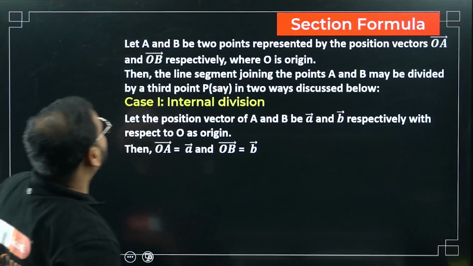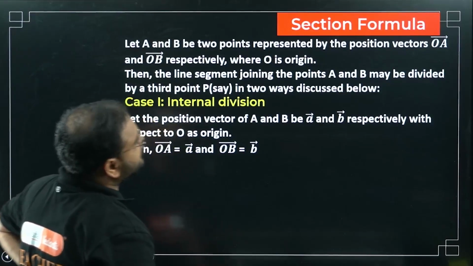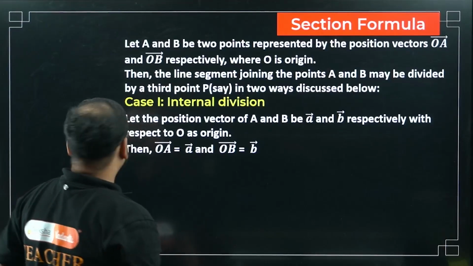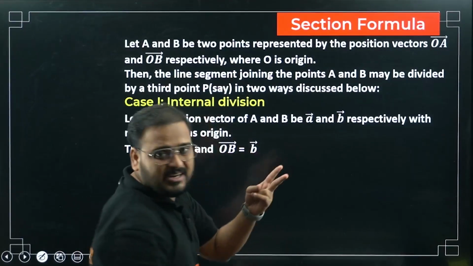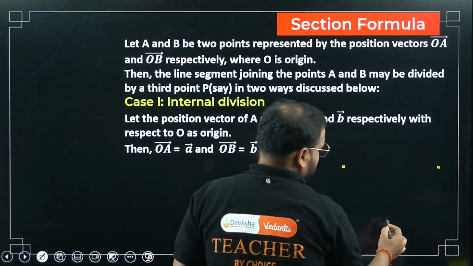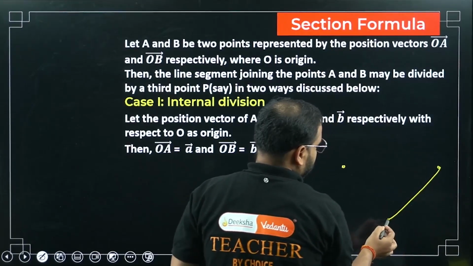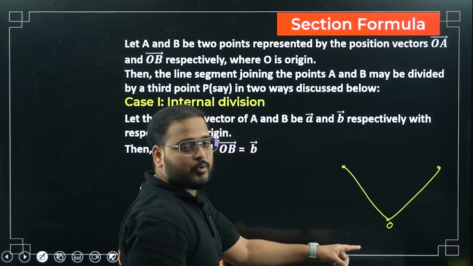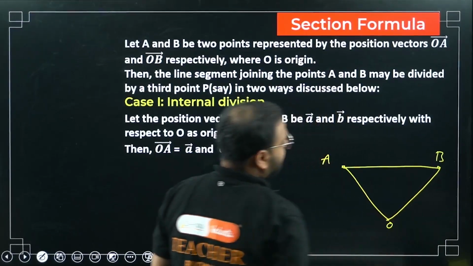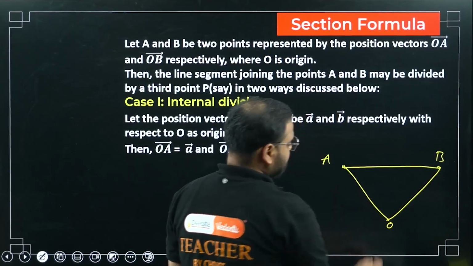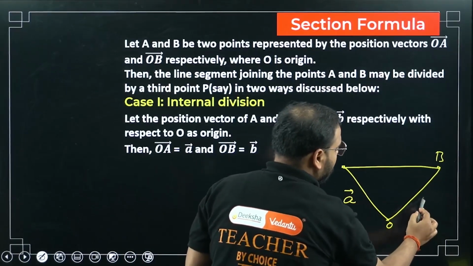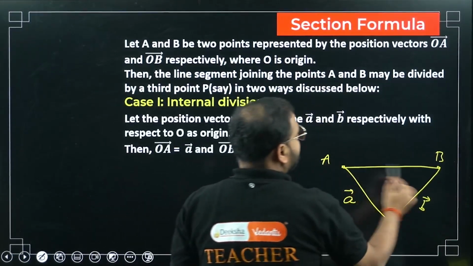Now moving on to the section formula. Let A and B be two points represented by the position vectors OA and OB. Let's draw the points. A here, B over here, and this is the origin. This point is A, this point is B. For point A I can write the position vector as vector A, and for point B the position vector is vector B. And the vector AB is given over here.